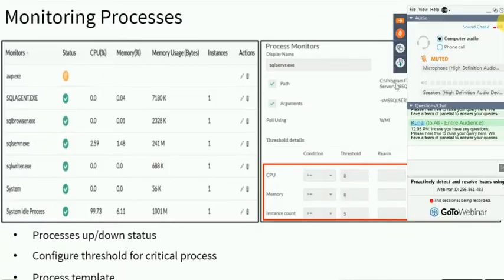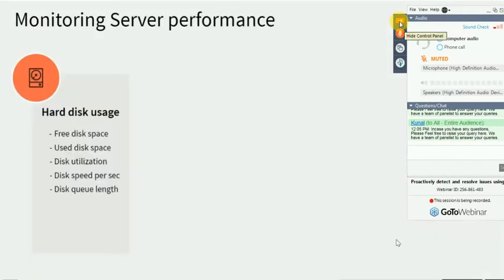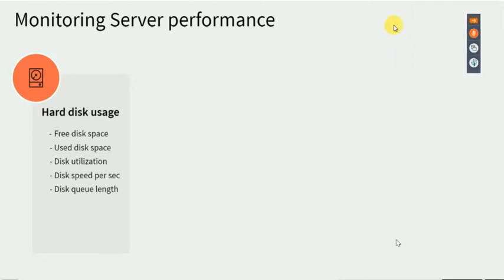All right, so let's move on to the next section, monitoring server performance. Let's say you get a call one day asking you to troubleshoot performance slowness on a critical server. The server is highly resource intensive, so it is very critical to monitor the server performance. Let's see the key performance metrics that you have to monitor from the devices. You need to know the disk usage. So you have to monitor the free disk space, used disk space, disk utilization, disk speed per second, and disk queue length. All this will give you in-depth insight into the disk usage.